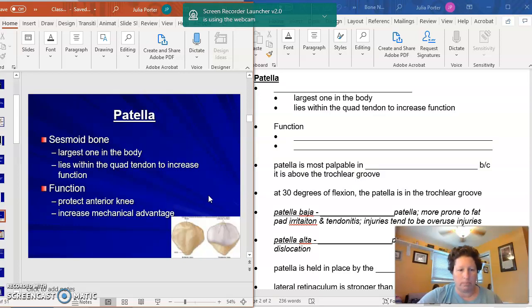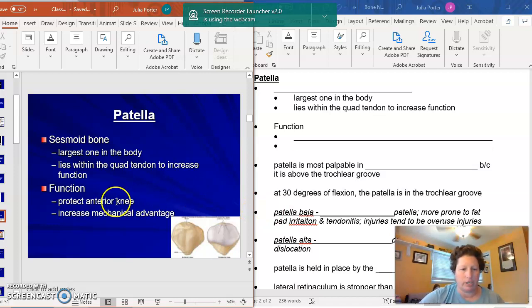So moving into the patella. The patella is a sesamoid bone. Sesamoid bones are what's called free-floating bones. This is the largest one within the body, and it lies within the quad tendon to increase function of the quadricep and patella tendon.